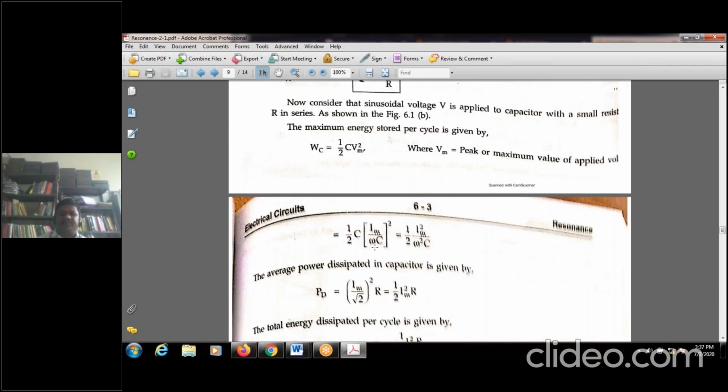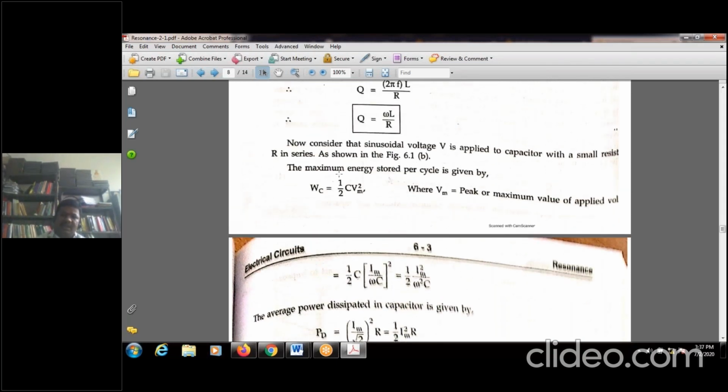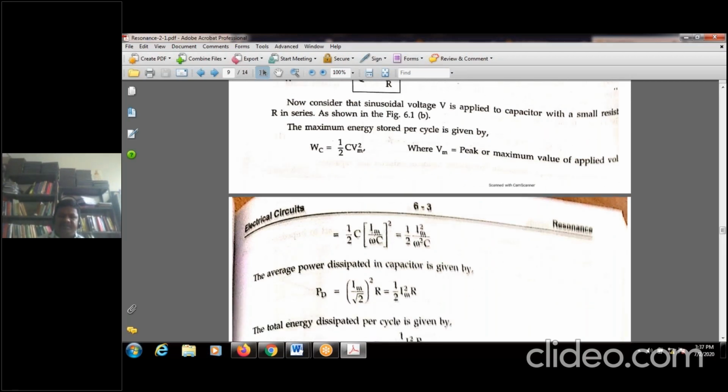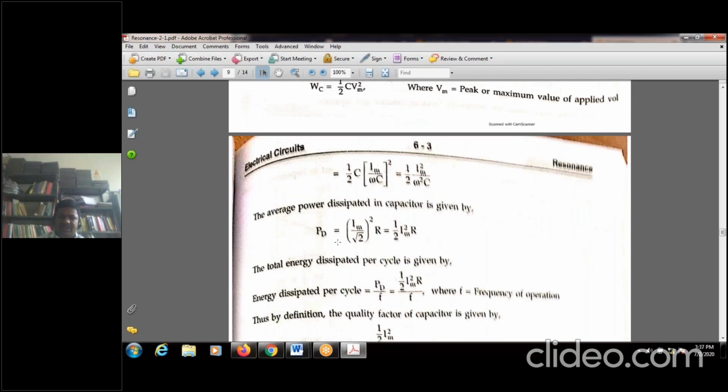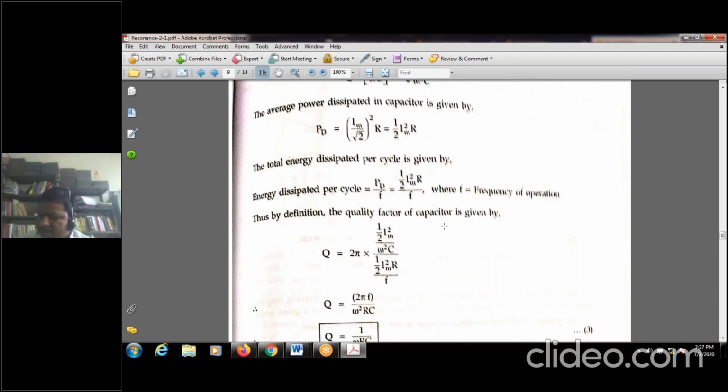Now coming to the secondary active element, that is the capacitor. For the capacitor, we have to calculate the quality factor. Again, the maximum energy stored per cycle is half C V square, already we know. And Vm is equal to Im by omega C. Then substitute, these are simple mathematics, and finally substitute the values of maximum energy stored per cycle divided by energy dissipated per cycle. Then Q is equal to 1 by omega C R.